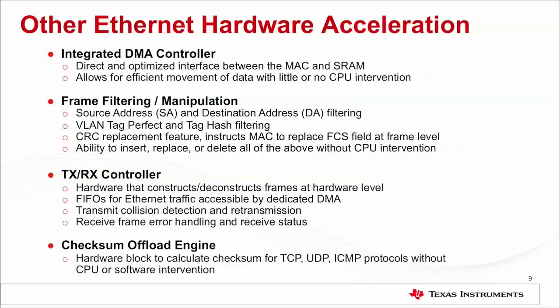The integrated transmit and receive controller consists of a FIFO, which buffers and regulates frames between the MAC and system memory. This includes transmit collision detection with retransmission capability and receive frame error handling. And lastly, there is a new hardware checksum engine which does calculations and insertion of checksum values for TCP, UDP, ICMP protocols without CPU or software intervention.